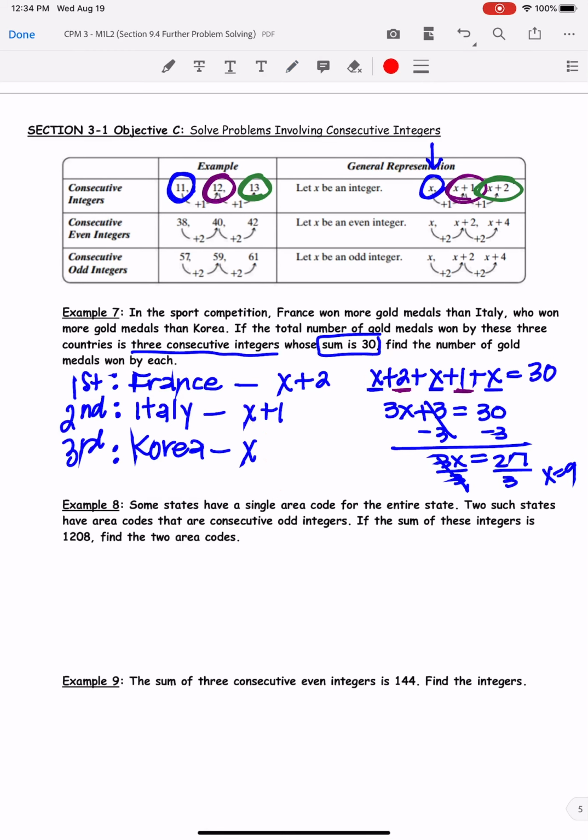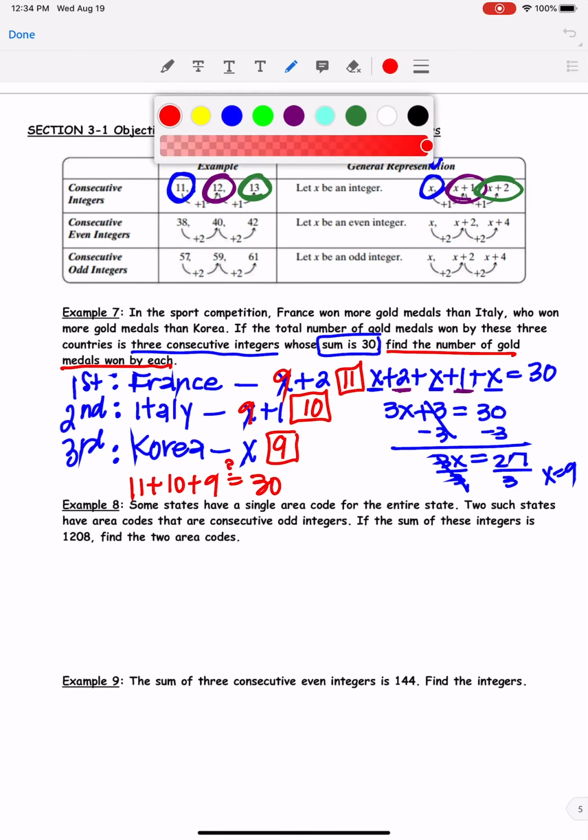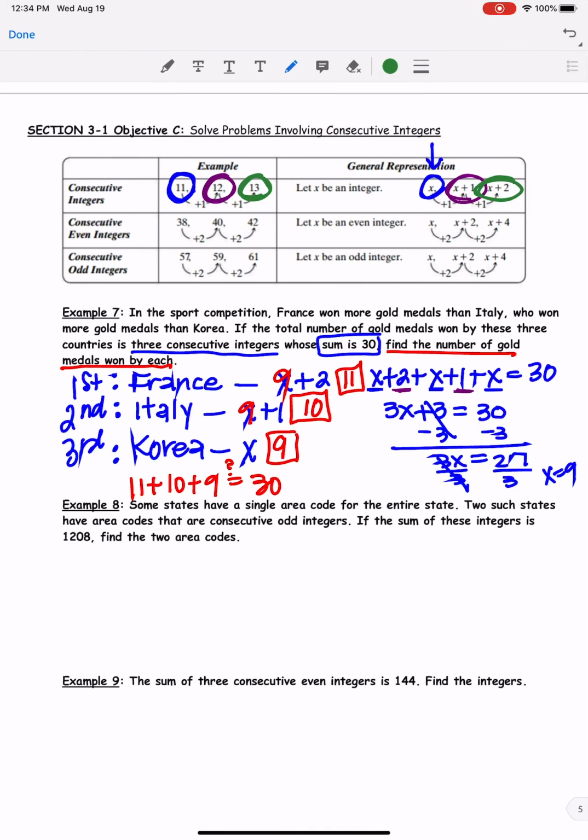Okay. Example 8. Some states have a single area code for the entire state. 2 such states have area codes that are consecutive odd integers. We haven't gone over that yet. If the sum of these integers is 1208, find the 2 area codes.